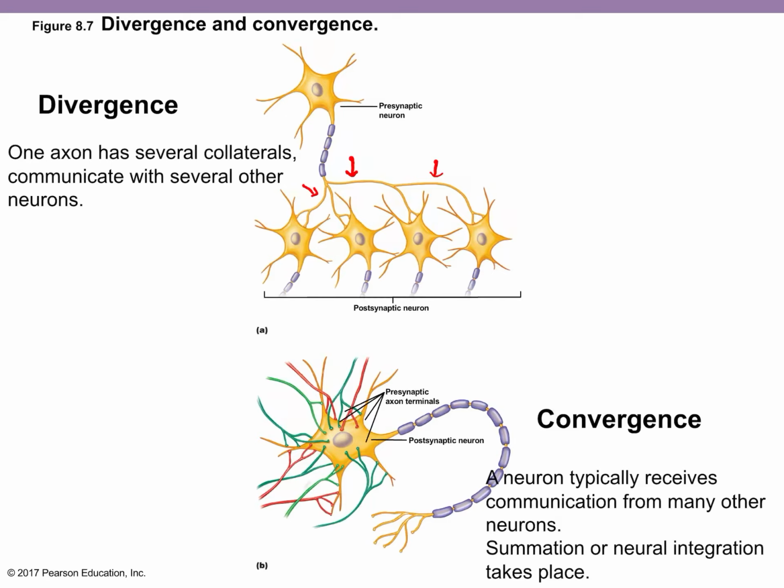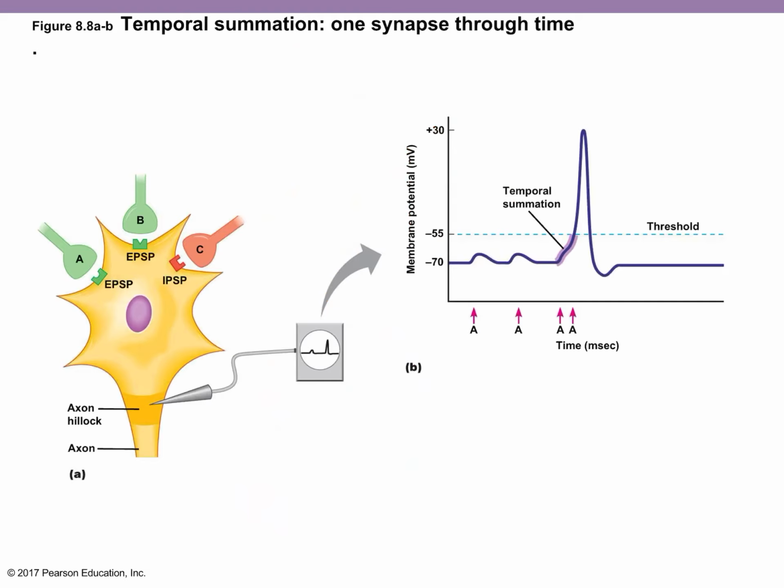Convergence is the opposite, where a neuron typically will receive messages from many different neurons, and so they're converging on that one neuron. And when this happens, we can think about the summation process that has to take place. All these graded potentials are either excitatory or inhibitory, and so that neuron that is being converged upon will have to summate those graded potentials. So there's some neural integration. This is called neural integration, when one neuron has to integrate the information coming from different sources. And we've looked at this before as well.